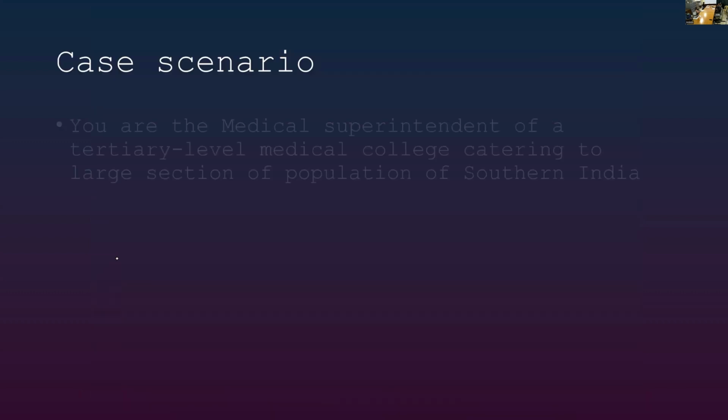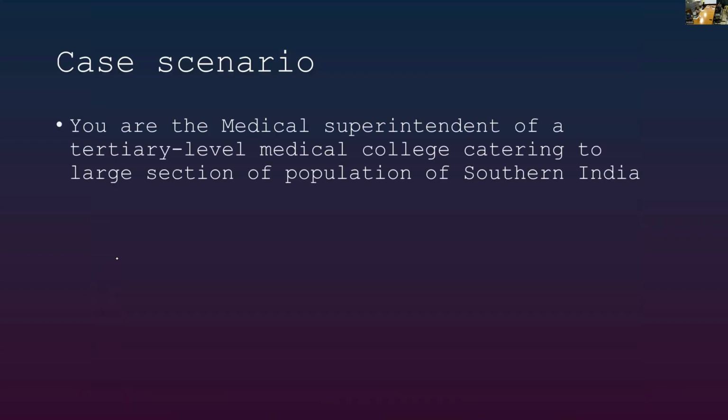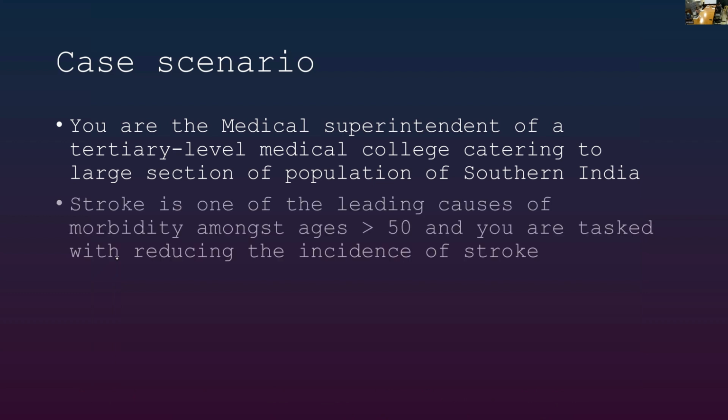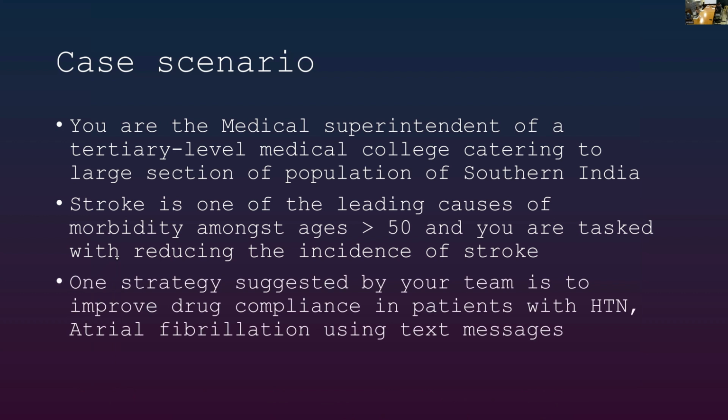So let's come to the case scenario. You are the medical superintendent of a tertiary level medical college, and you're catering to a large community in southern India. You know that stroke is one of the leading causes of morbidity among those aged more than 50, and you're tasked with decreasing the incidence of stroke. One strategy suggested by your team is to improve drug compliance in patients with hypertension, so routine cardiovascular disease.